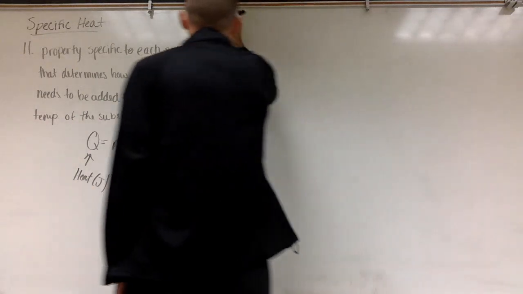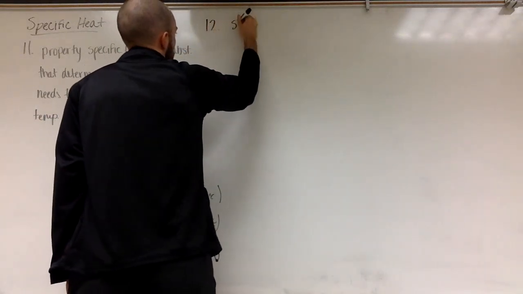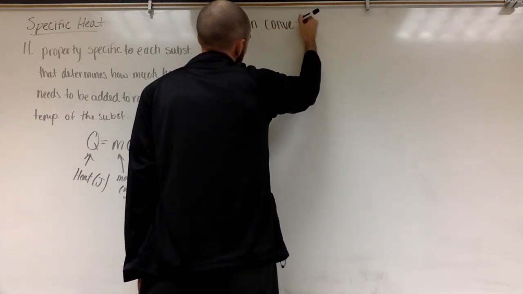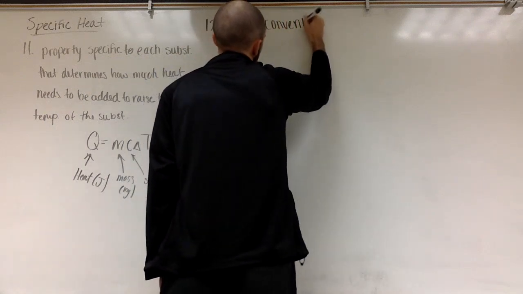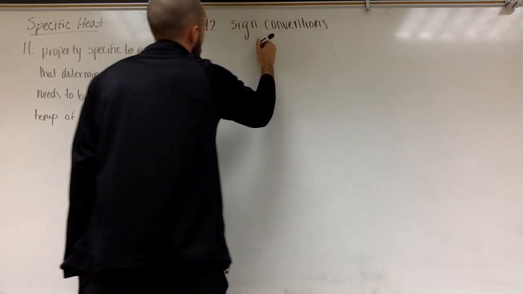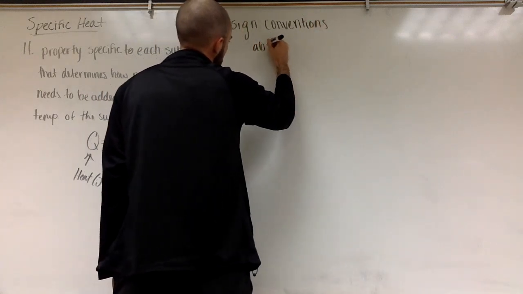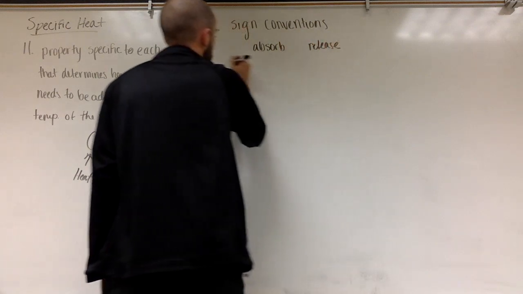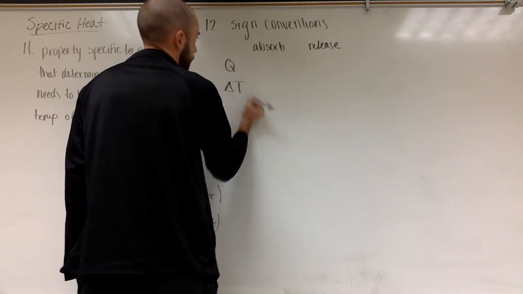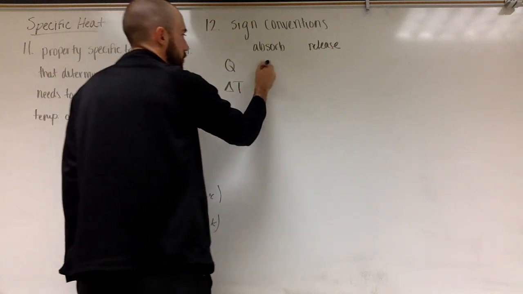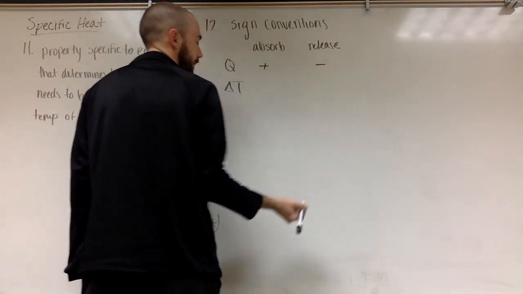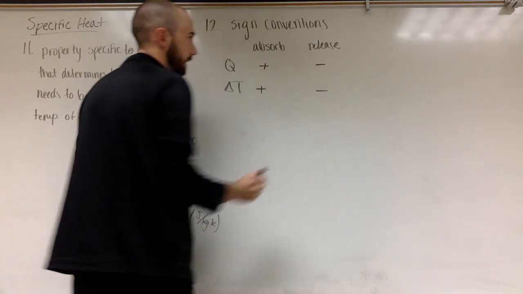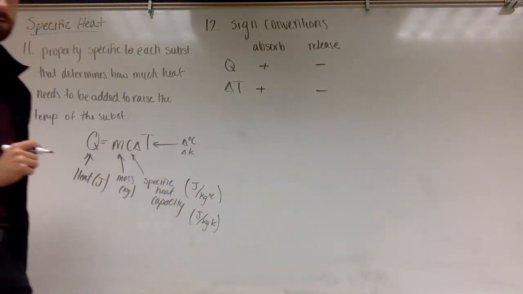So let's look at the sign conventions for specific heat. This is going to tell us whether something is positive or negative. So here is where we are absorbing energy, and here is release. Here is Q, and here is delta T. So when we absorb heat, we should have a positive. If we release heat, it'll be negative. We have a positive temperature change, we're absorbing energy. Negative temperature change, we are releasing energy.